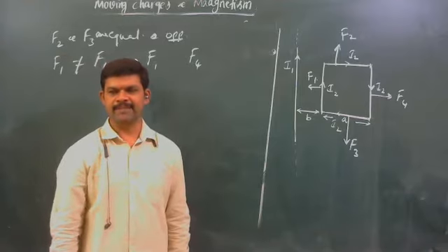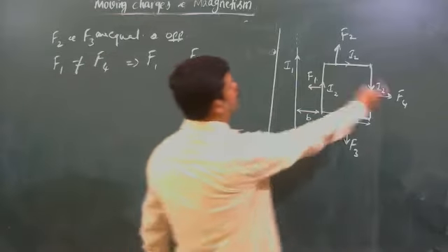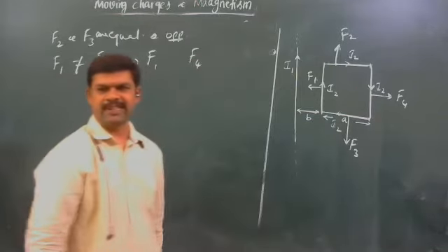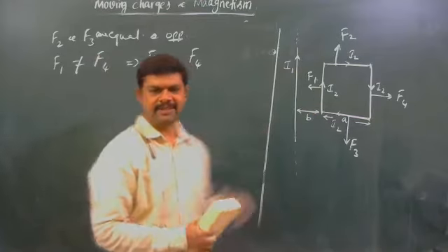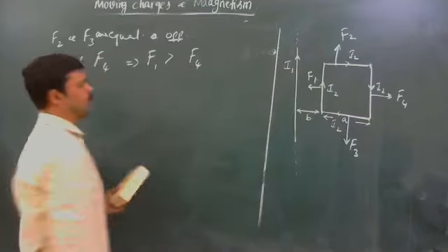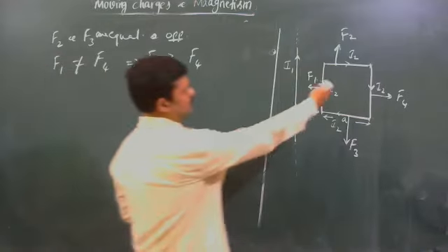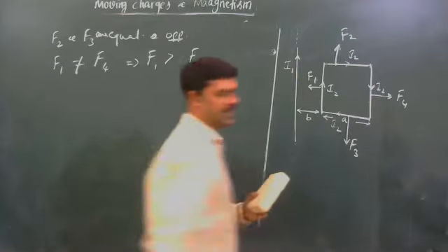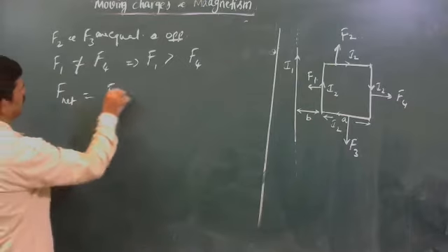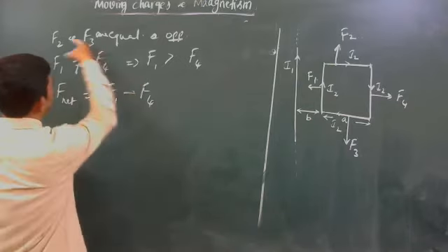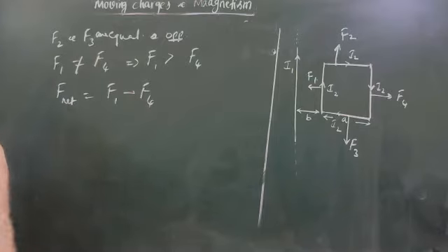Which is greater, F1 or F4? F1 is greater because of the distance. F1 is great. So F1 is greater than F4, and also F1 is attractive, F4 is repulsive. Can I write F1 minus F4? Because F2, F3 is 0. Okay.